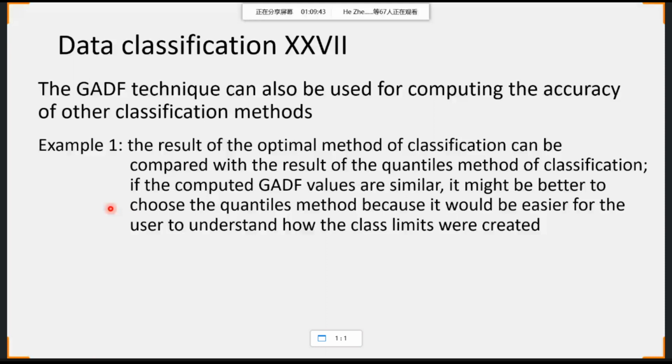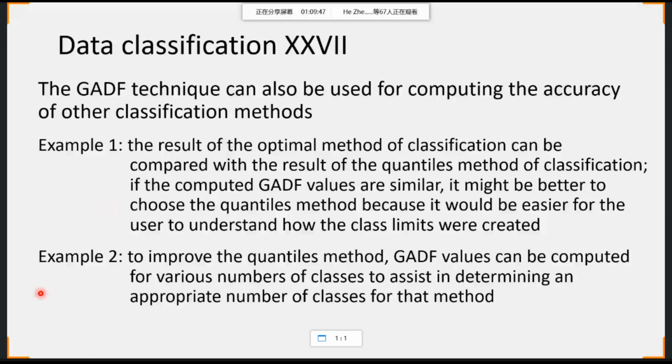Second example could be to improve the quantized method. GADF values can be computed for various numbers of classes to assist in determining an appropriate number of classes for that method. So this is also possible. So you can use it for the different methods to improve them, not just comparing different methods.